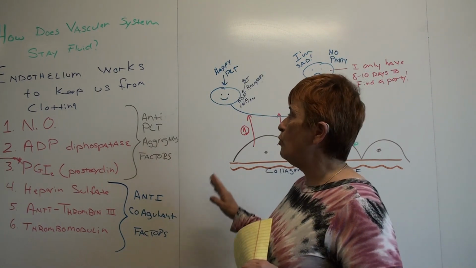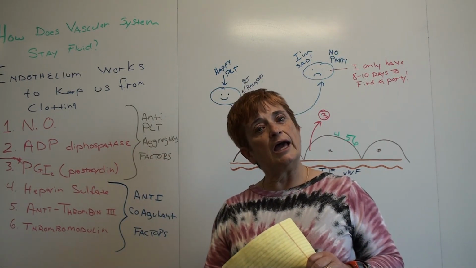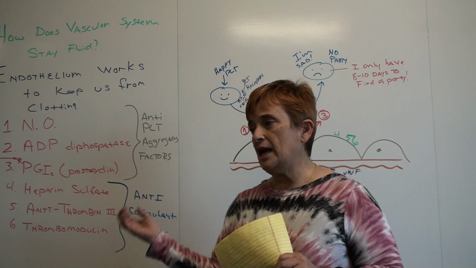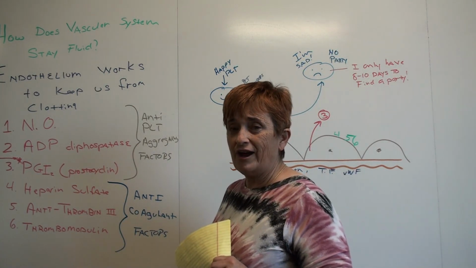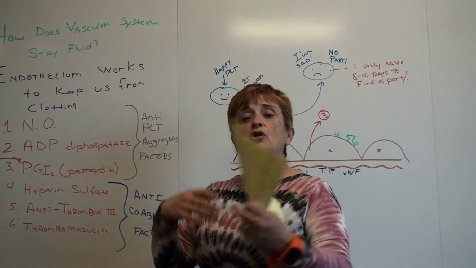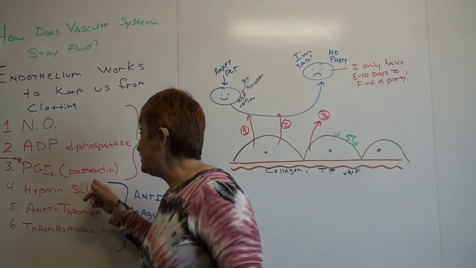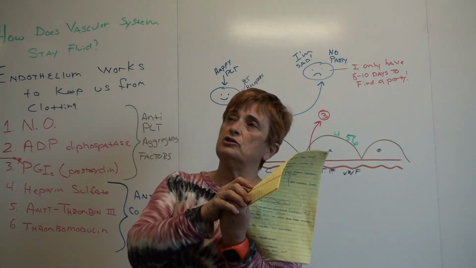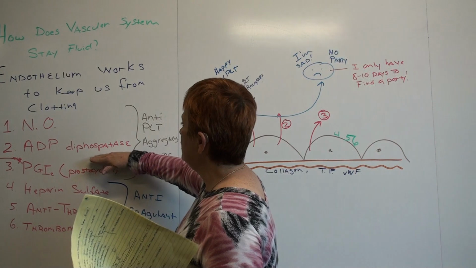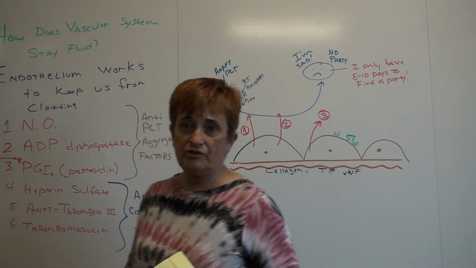Okay, so when we look at the endothelium, it's not going to let the platelet stick, and it's not going to let the coagulation factors come together and start the cascade. Now with the prostacyclin, I know we said that our blood vessels are going to be constricting, but you also need to know that the prostacyclins can also be vasodilators at the same time.